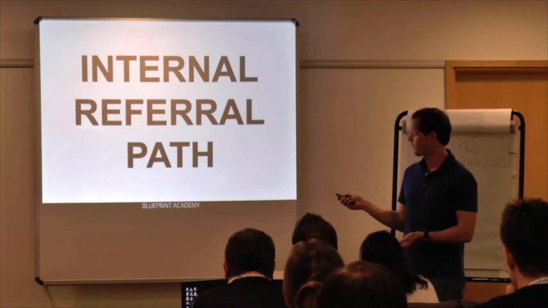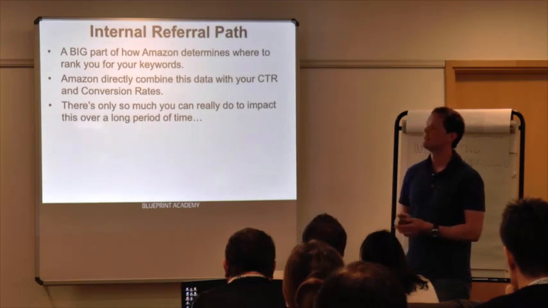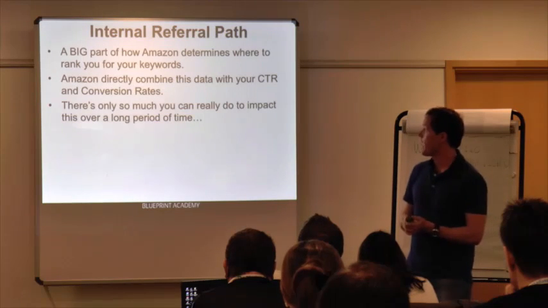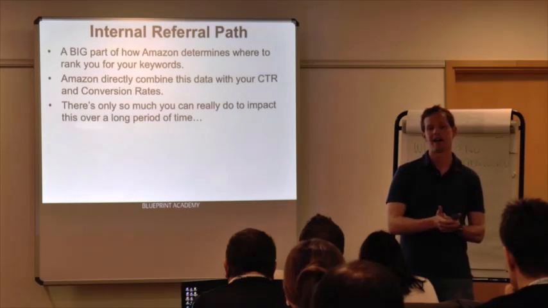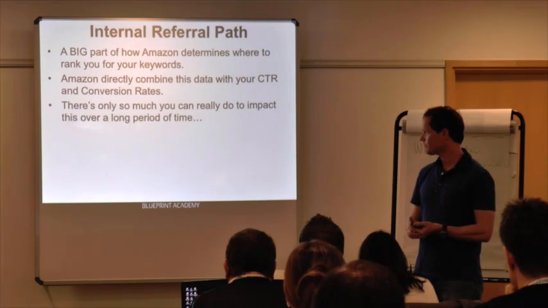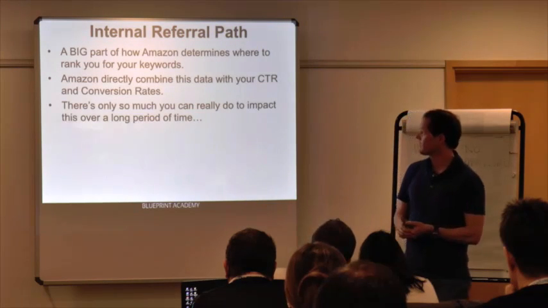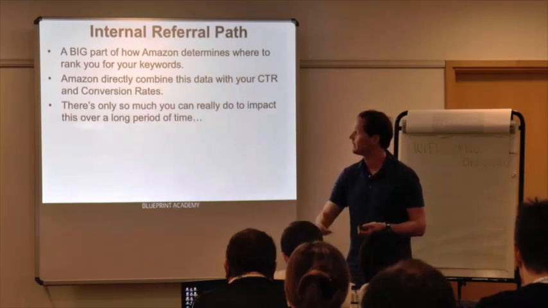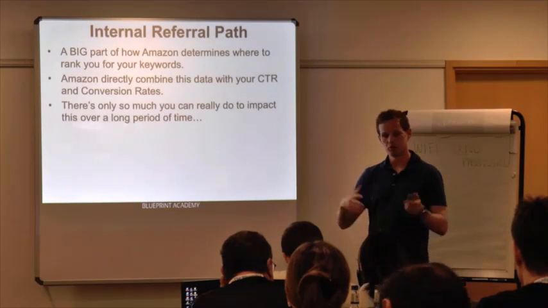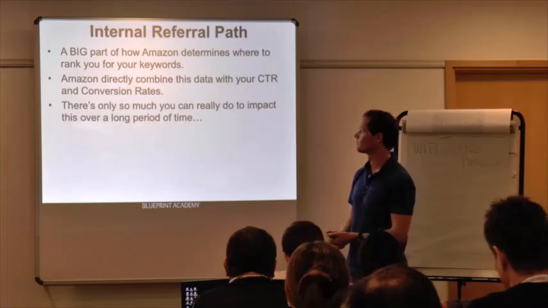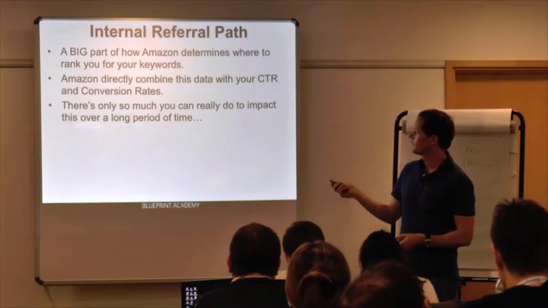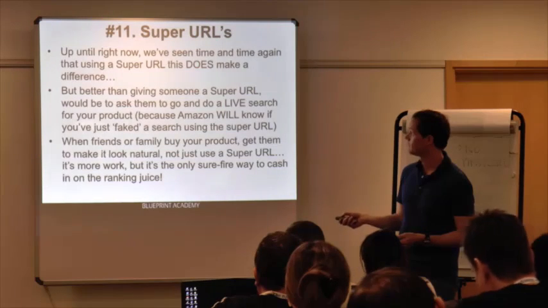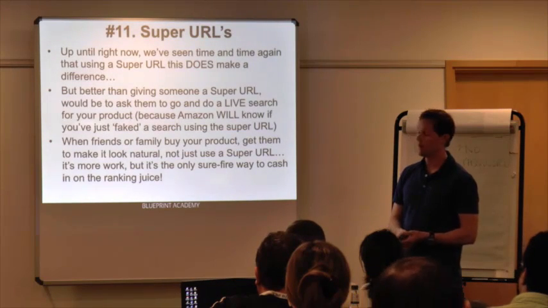Internal referral path. This is how people find your product, and it's a big part of how Amazon determines where you should rank for your keyword. Amazon directly combines this data with your click-through rate and your conversion rate, so it's all intertwined in the algorithm. Again, there's only so much you can do to impact this over a long period of time, but there are some things you can do.